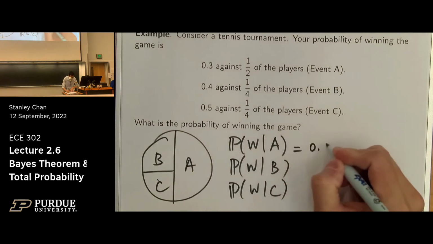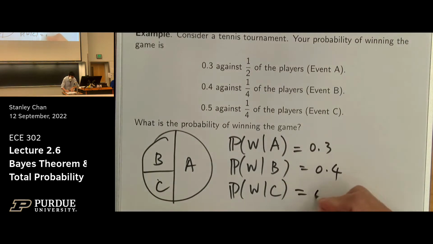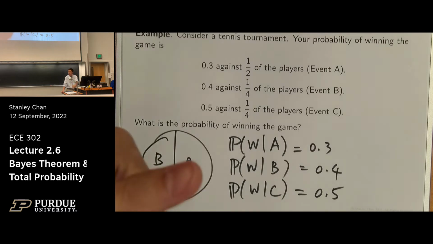Okay, so this is 0.3, this is 0.4, this is 0.5. They're given to you already. According to this problem statement, you know them. They're conditional probabilities because if you play with A, then your chance of winning is 0.3, right? So there is a condition happening, and then you ask what is the probability of winning.